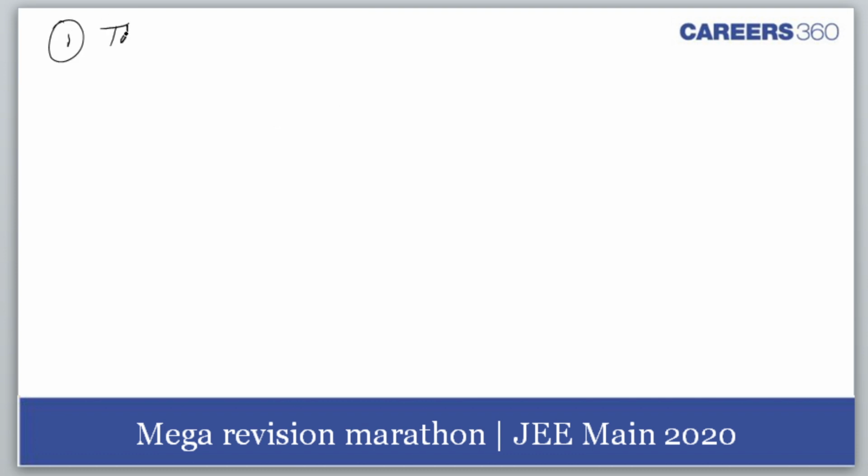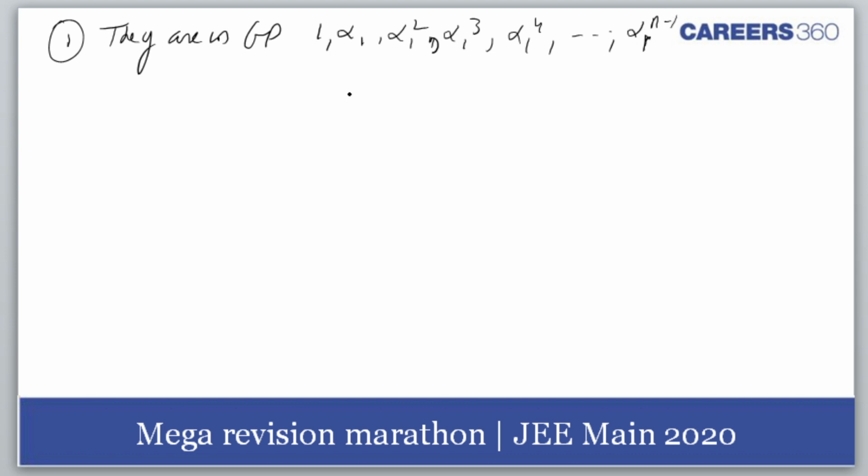they are in GP. That means 1, alpha 1, the second one would be alpha 1 squared, third one would be alpha 1 whole raised to power 3, then alpha 1 whole raised to power 4 and so on. They are in GP, with the common ratio as alpha 1, that is E iota 2 pi by n. That is the common ratio.